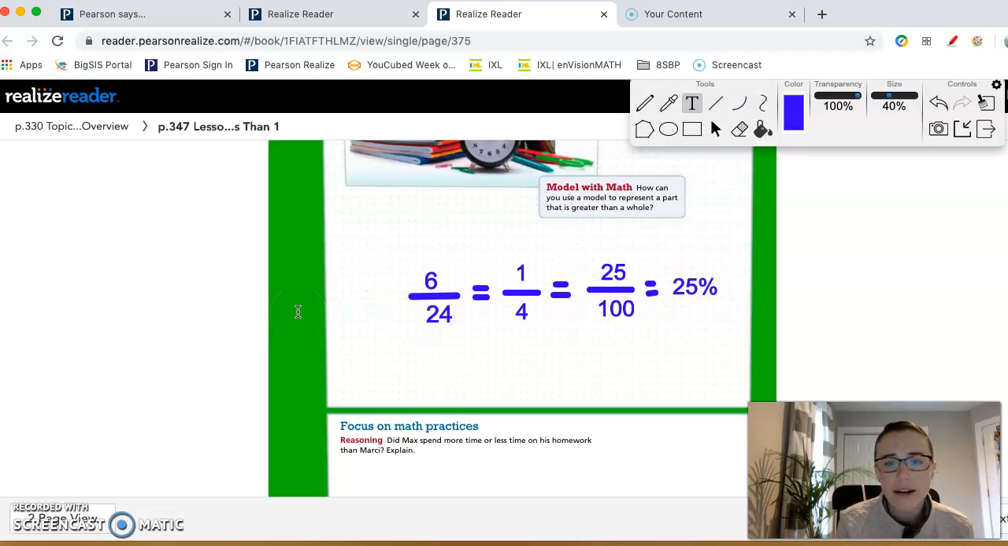So even if we have a number that we're starting with and we're saying, oh, well, I know 25 goes into 100 4 times, but 4 times 24 is not going to give me 100. I think that's only going to give me 96. So what can I do here?